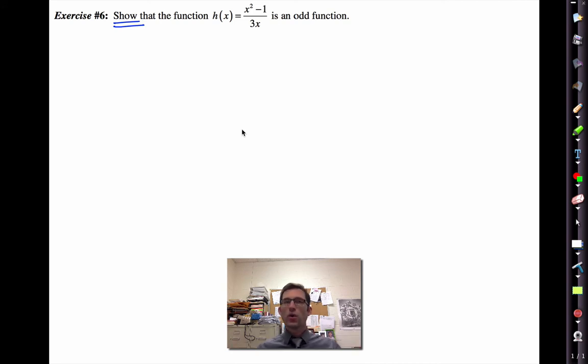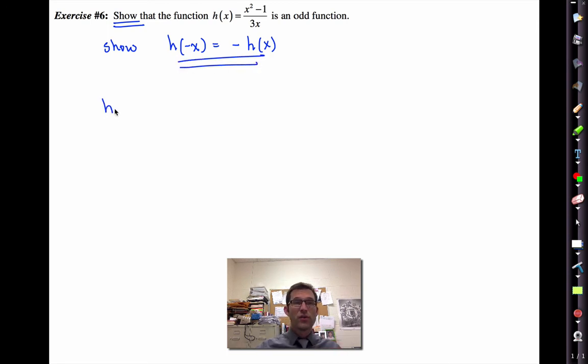Now there's only really one way to do that, and that means that we need to show that h of negative x is equal to negative h of x. So it's very, very straightforward in a certain sense. We just have to show this. So our first step is to figure out what h of negative x is. As long as you know function notation, that means everywhere there's an x, I'm going to replace it with a negative x. And then I'm going to simplify.